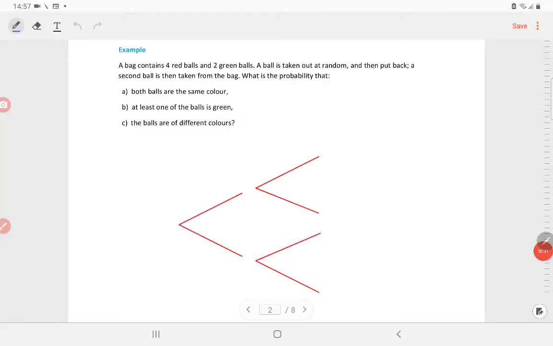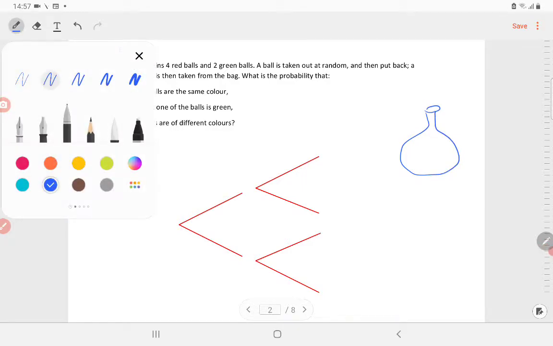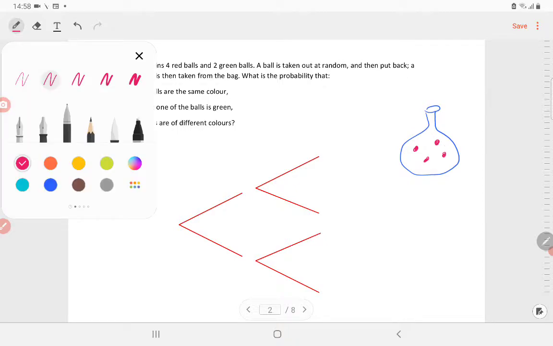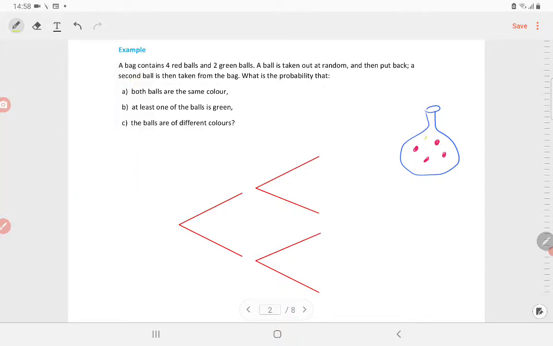Let's look at this example. We have a bag. Let's draw the bag. We have a bag that contains 4 red balls. So let's put them in red. 1, 2, 3, 4. And we have 2 green balls. Put them in green. 2 green balls.